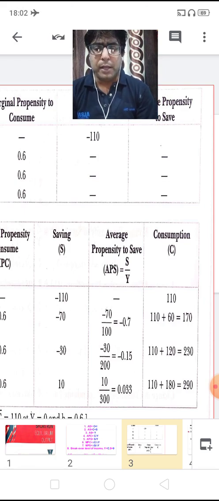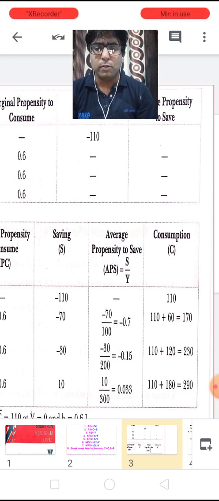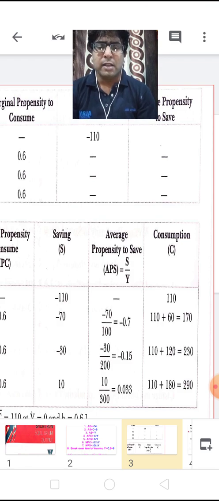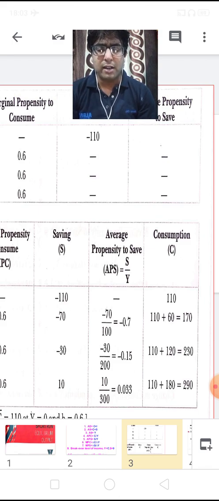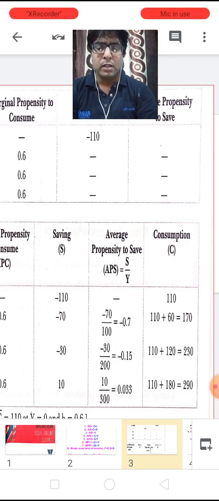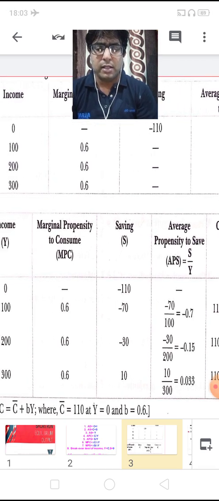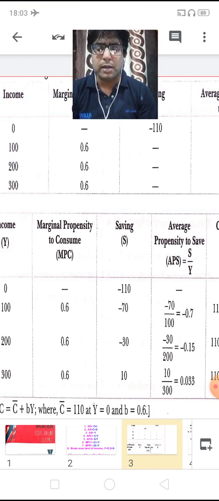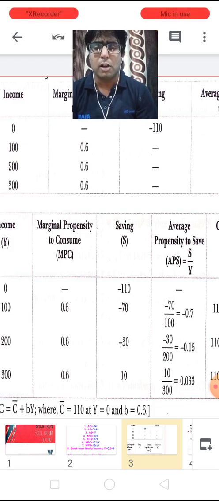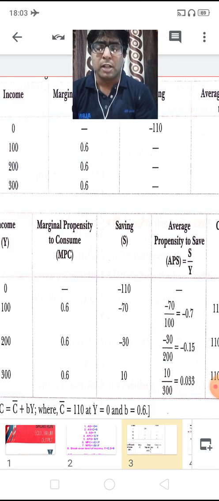So if MPC is given as 0.6, we can easily find out the change in consumption and change in income, isn't it? We can find out the value of delta Y and delta C. So we can apply the formula, that is MPC is delta C by delta Y. We can first find out the change in consumption. I mean, how much is the change in consumption.